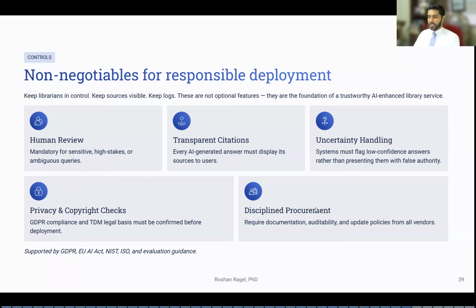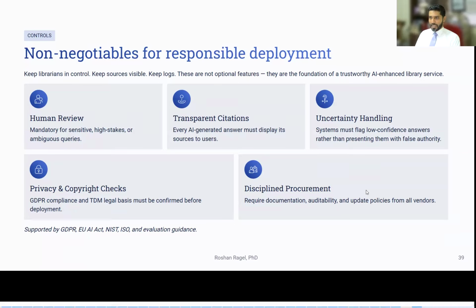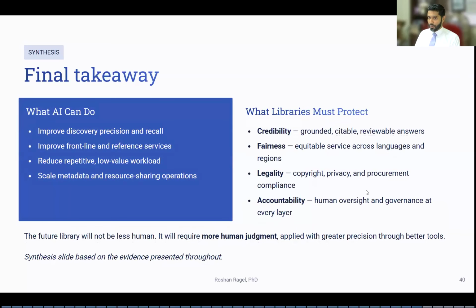And procurement. We have to make sure the procurement of tools and systems that we buy for library use has additional items, things like proper documentation, auditability, how the vendors will update, where they are keeping the data, and how they are managing the privacy of the data, and so on. This has to be properly aligned so that we can go forward.